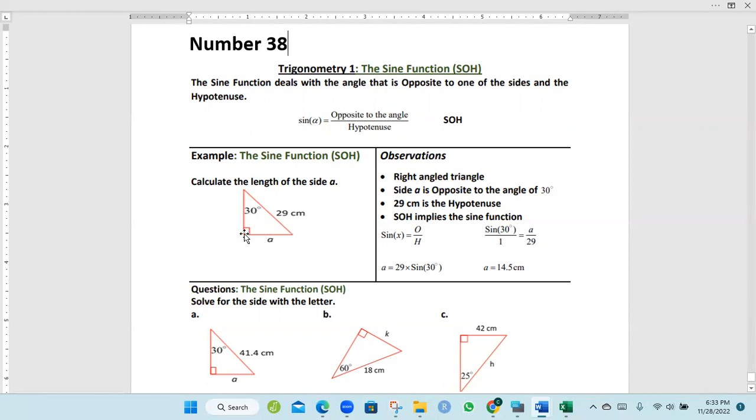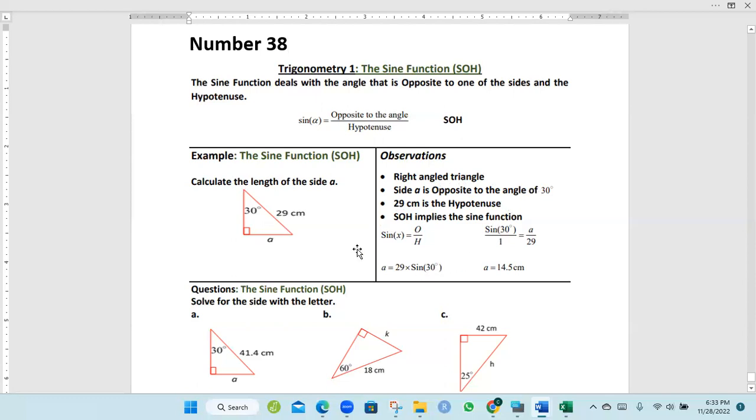So what is that side? How can we describe that side? This side is opposite to the angle 30 degrees. As you can see, it is away from it. You can draw a line and arrow pointing away from A to 30 degrees. So A is opposite to the angle 30 degrees.